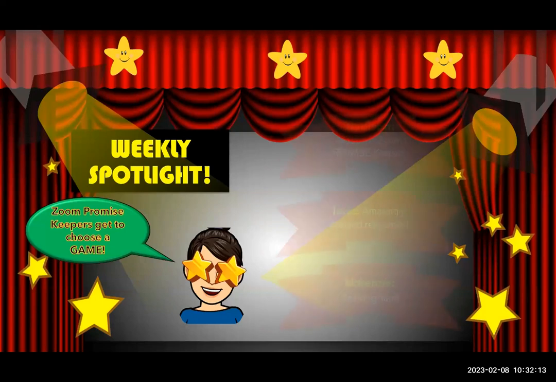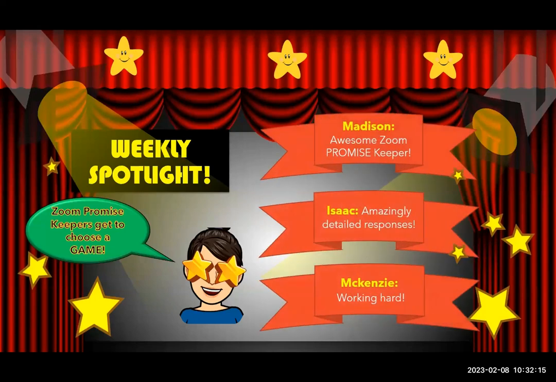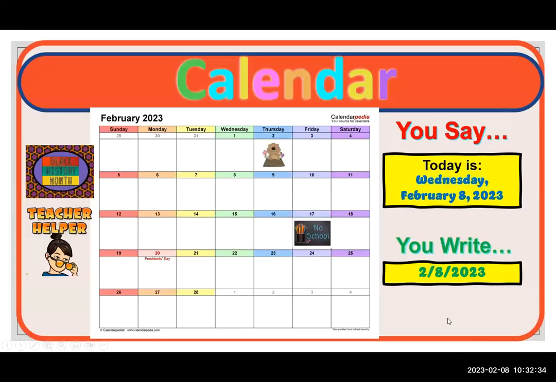Okay. Let's do our weekly spotlight. Madison for our awesome Zoom promise keeper. I'm hoping to have Desiree come join us today. We still have hers from last week. Isaac, amazingly detailed responses, and Mackenzie for rocking it, doing all her work and then some. All right. And back to you, Mackenzie.